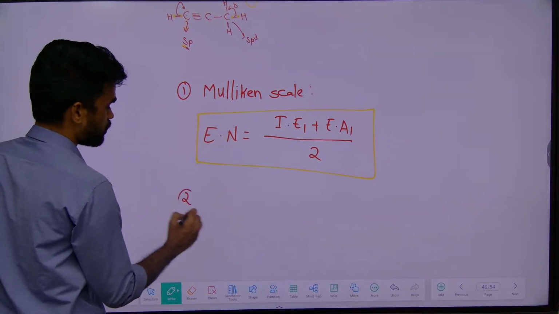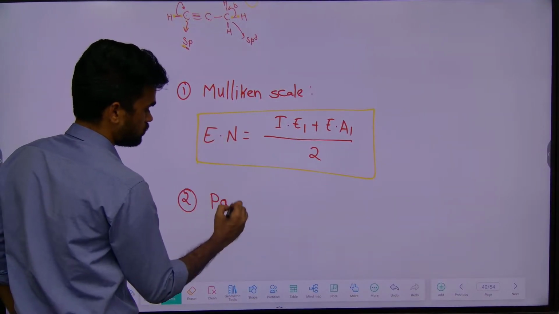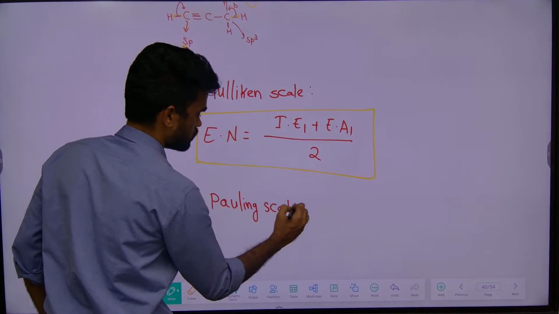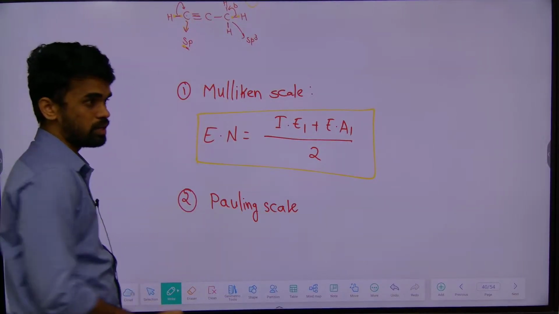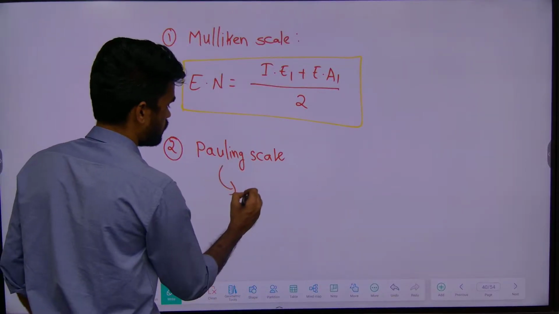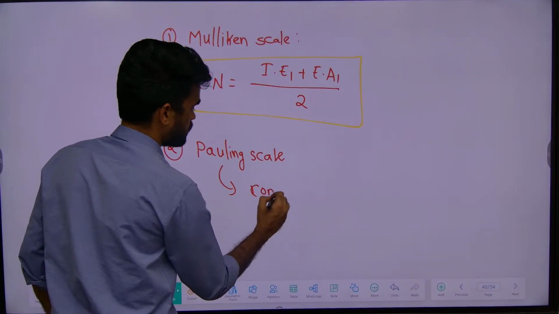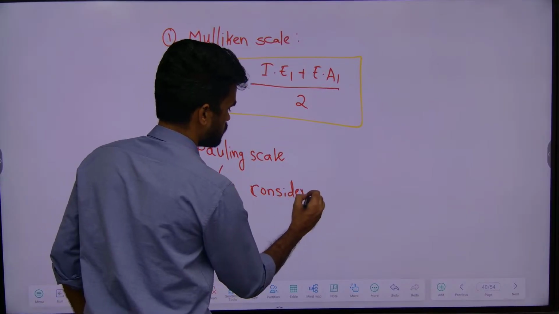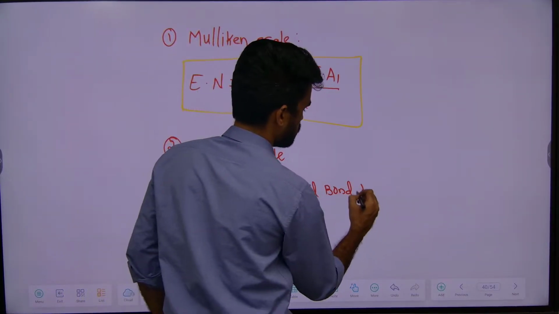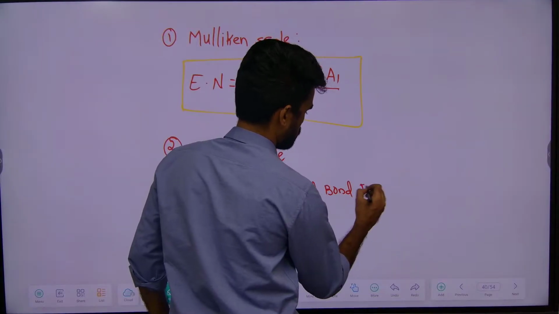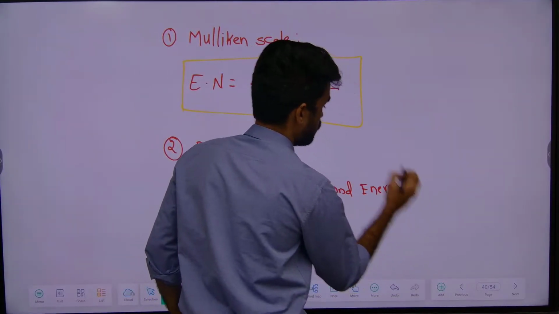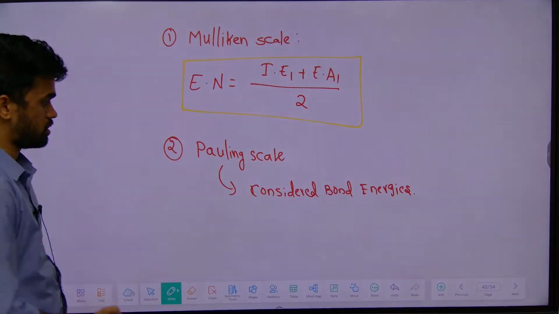Second one is the Pauling scale. What is the next one? Pauling scale. So he considered bond energies. What did he consider? Bond energies.